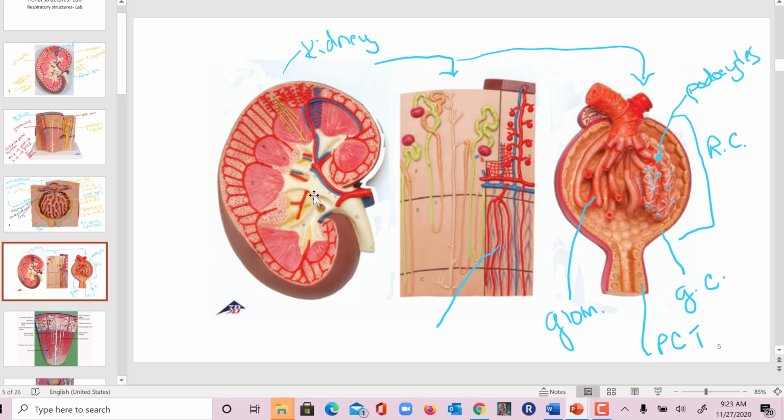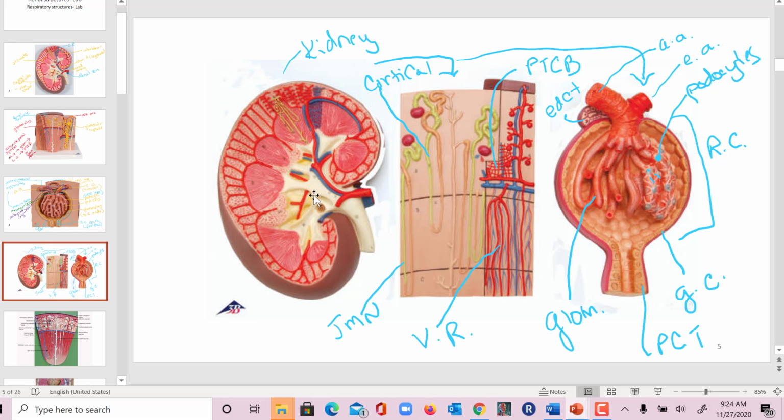Down here we can see the vasa recta. This net-looking structure is the peritubular capillary bed. Here we see a juxtamedullary nephron, and this is a cortical nephron. So we're starting to see things come together. Over here is our early distal convoluted tubule, the part of the distal convoluted tubule that is in contact with the afferent arteriole, and here's the afferent arteriole, which is bigger than the efferent arteriole.